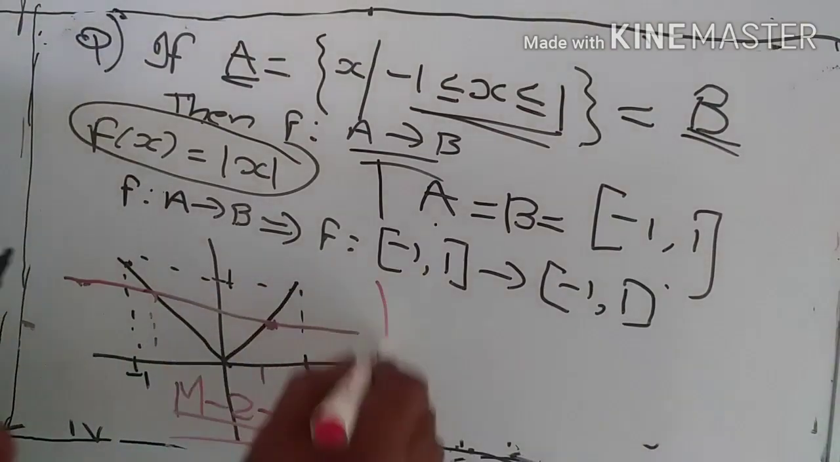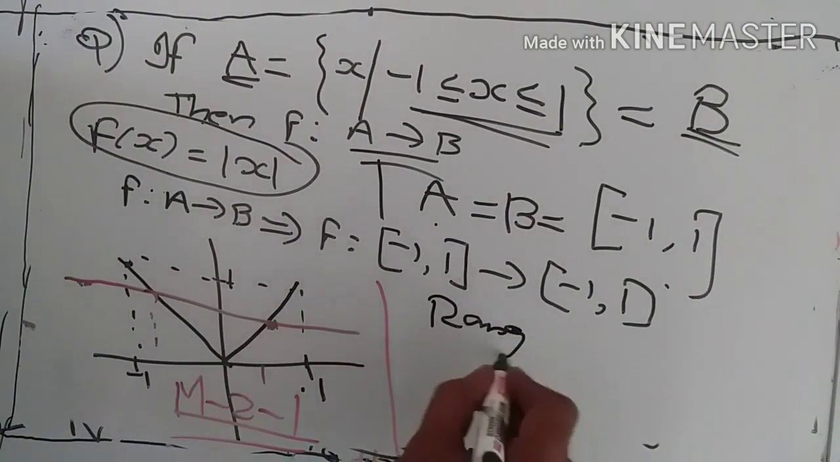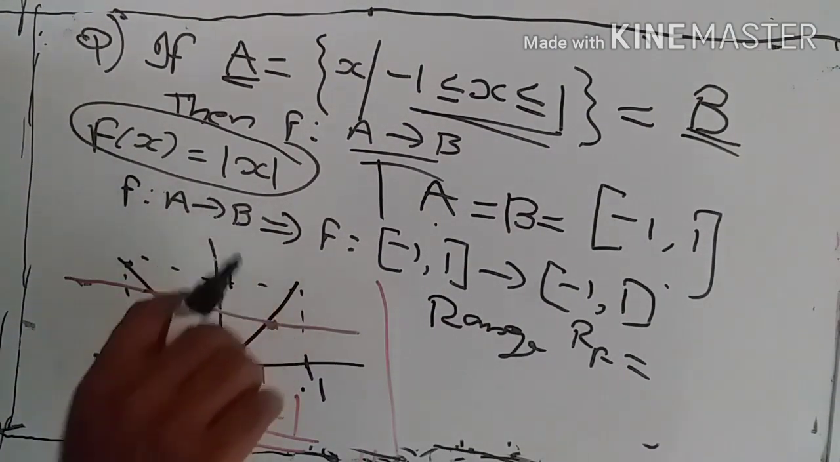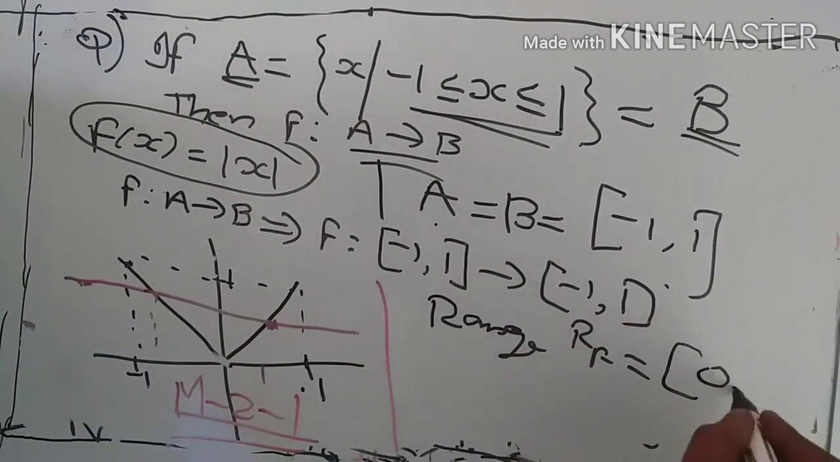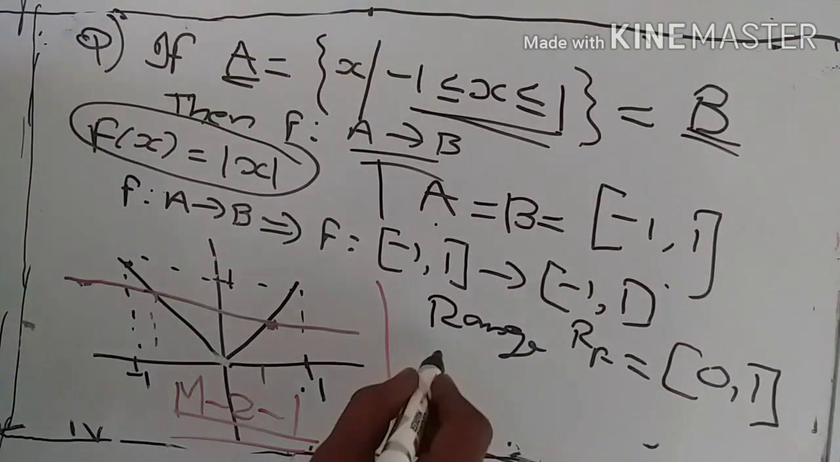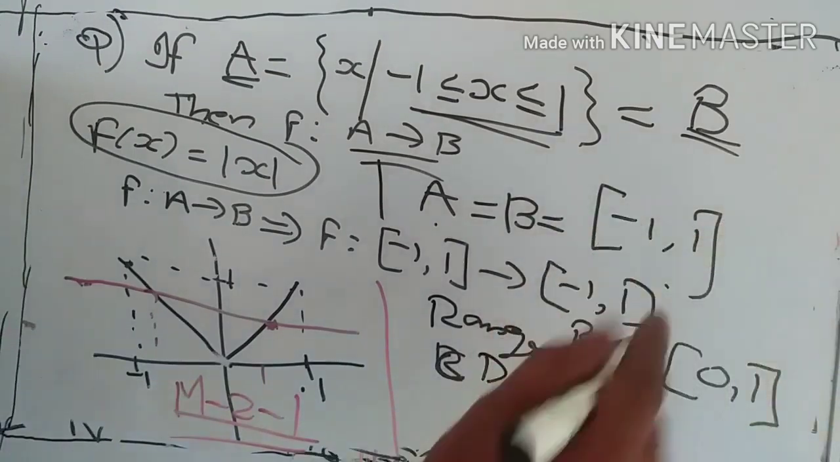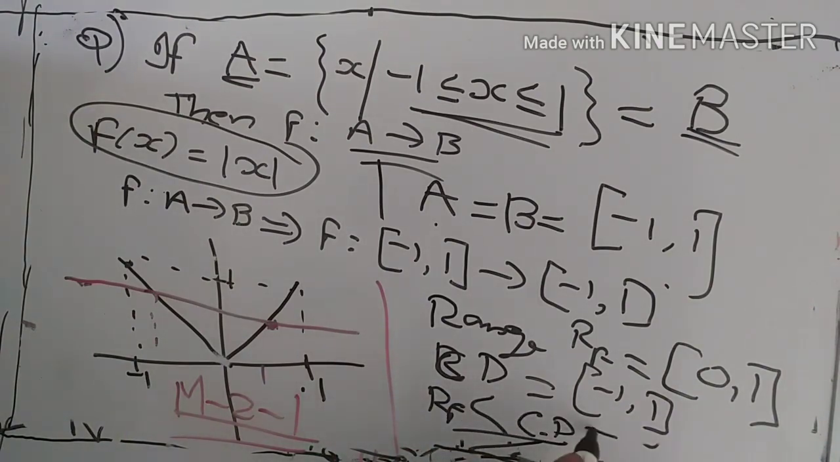What is the range of the function? Range is equal to this height, from 0 to 1. Range is 0 to 1, and the codomain is from minus 1 to 1. Range is less than codomain, so the function is an into function.